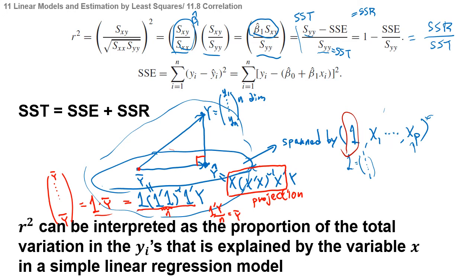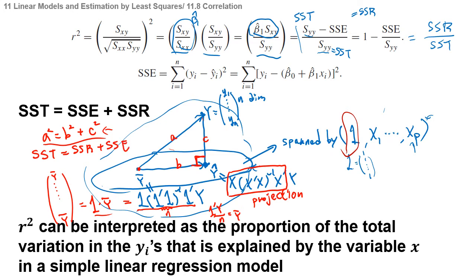Okay, and what else? For the triangle, if the vector for this side is A, this is B, and this is C, then the length of A squared is equal to B squared plus C squared. This is the triangular equality, the Pythagorean relation. If this is perpendicular, then you have this equation. And actually, this A squared becomes SST, this B squared becomes SSR, and this C squared becomes SSE.